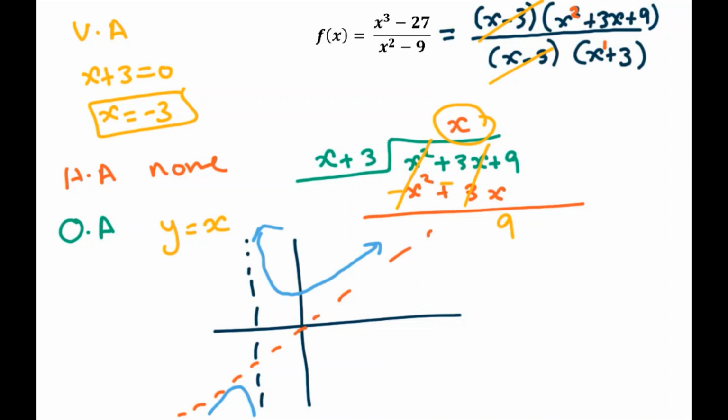Now, what about this point? Well, at x equals 3, the function was equal to 4.5. So 3, 4.5 will be an open circle if we are trying to graph it.